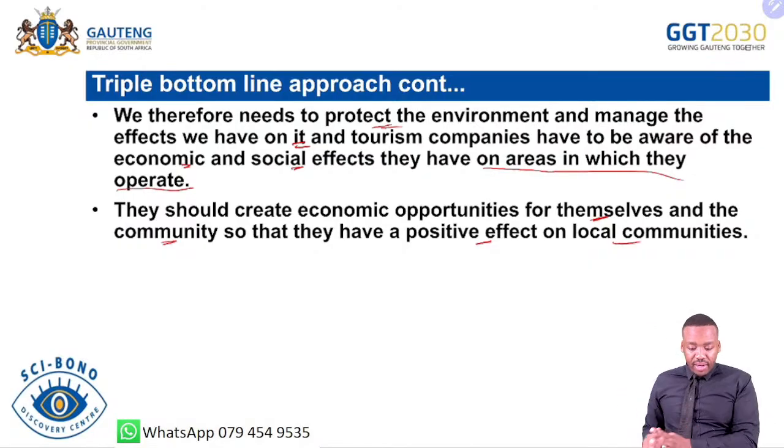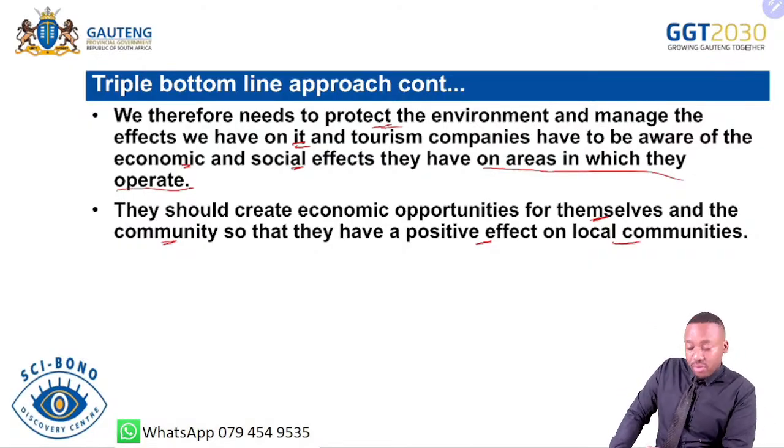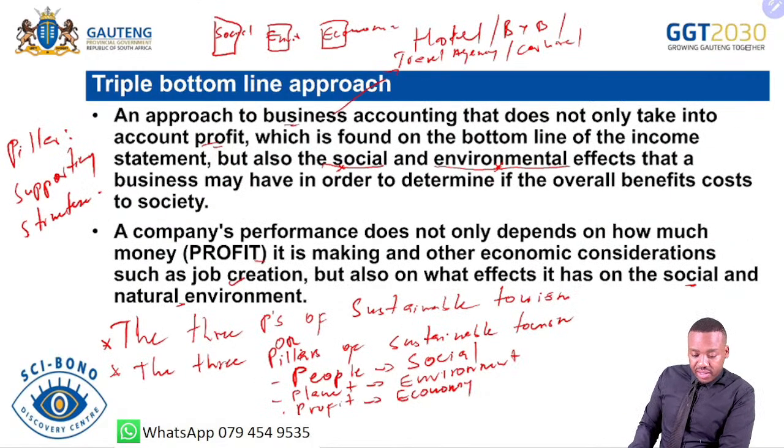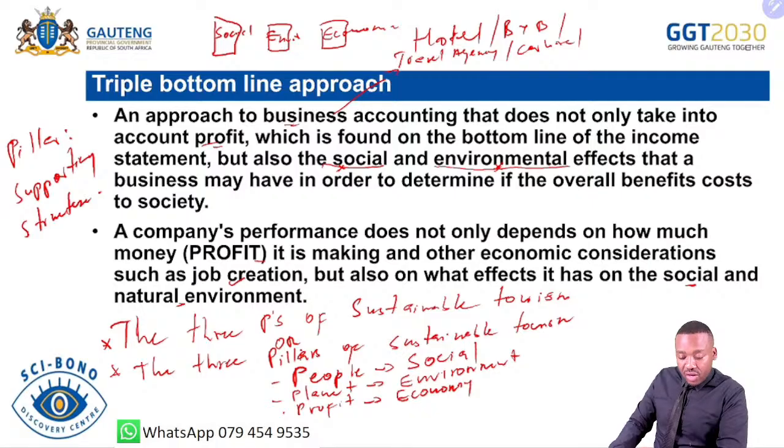Right, we are back. We were still looking at the triple bottom line approach, and I hope you got an opportunity to take a screenshot or to write it down. What did we say? It is an approach to business accounting that does not only take into account profit, which is found on the bottom line of the income statement, but also the social and environmental effects that a tourism business may have, in order to determine if the overall benefits cost the society.